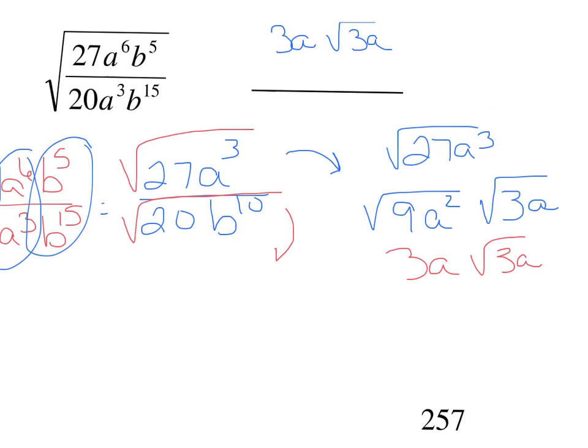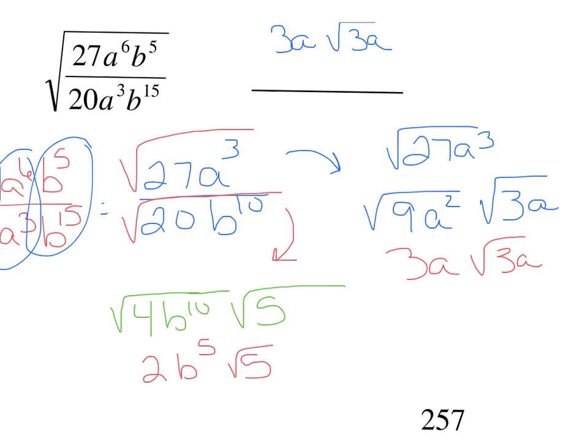Now the denominator, we'll do that over here. We have square root of 20 b to the 10. All right, there's a perfect in 20, and that would be 4. 4 times 5 makes 20. b to the 10th is perfect, so we can go in the perfects. And now we can take the square root of these, and that would be 2 b to the 5, square root of 5. And that will be the denominator.